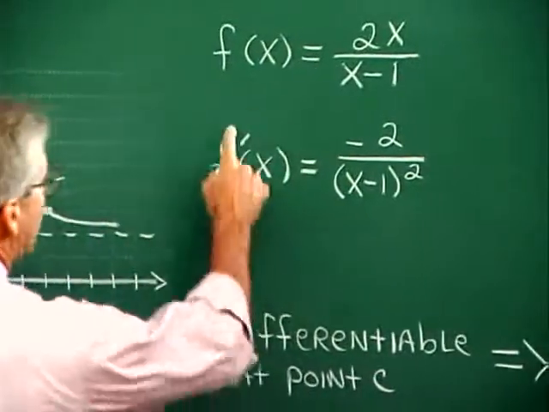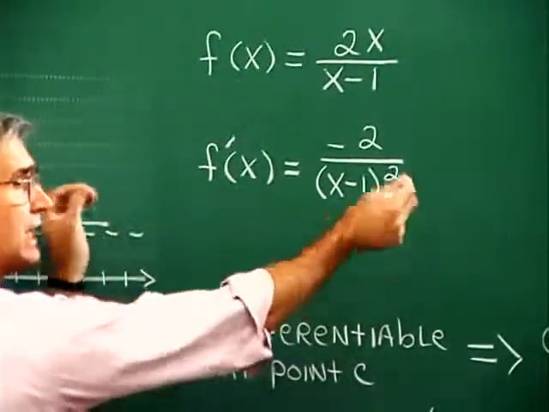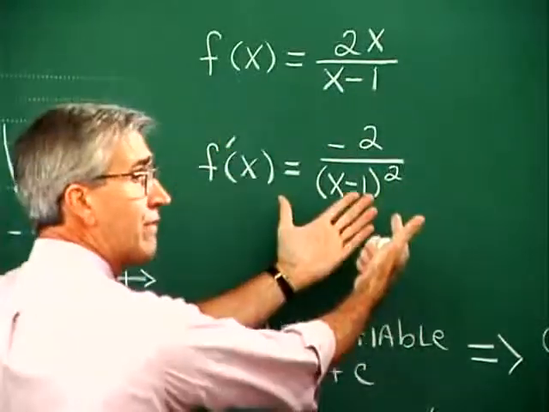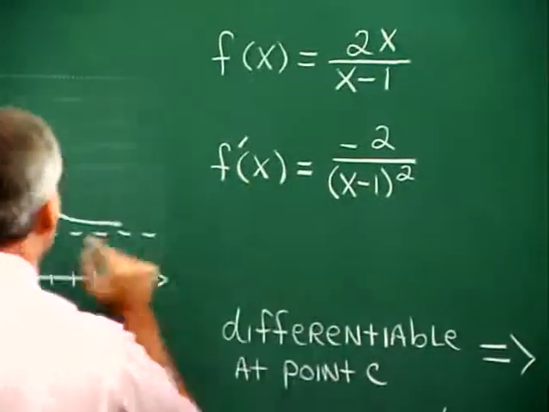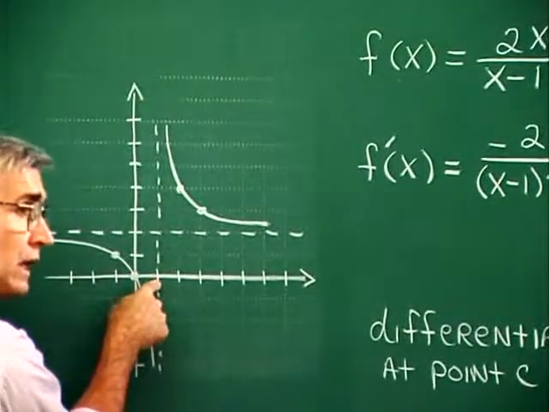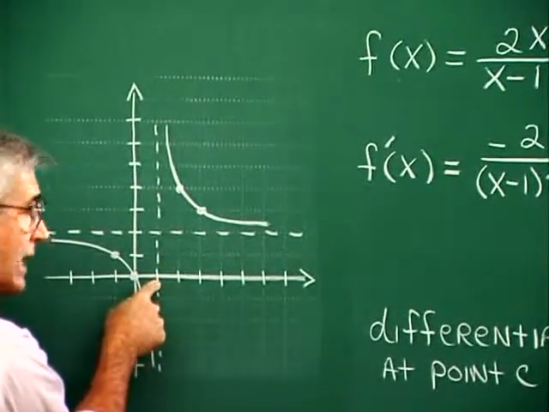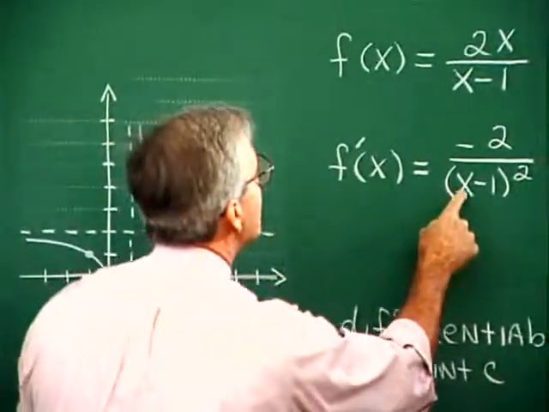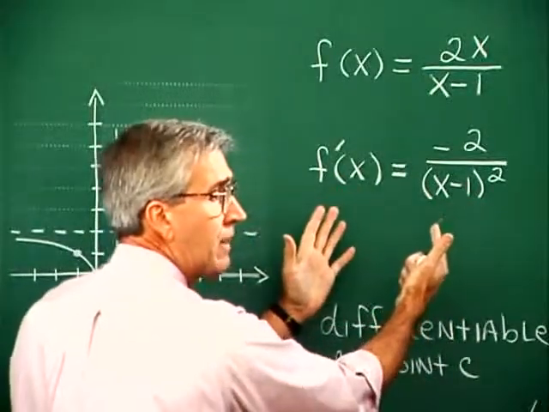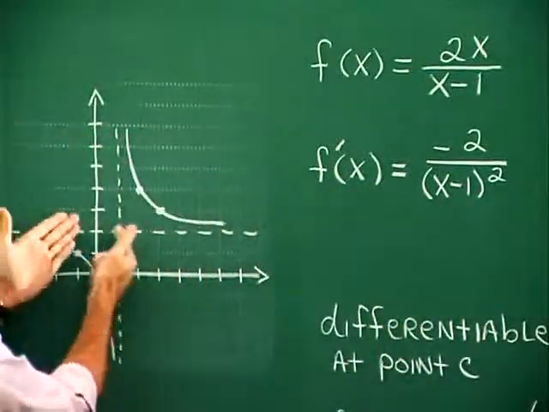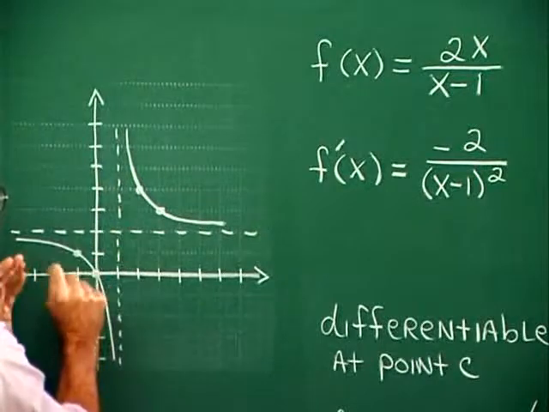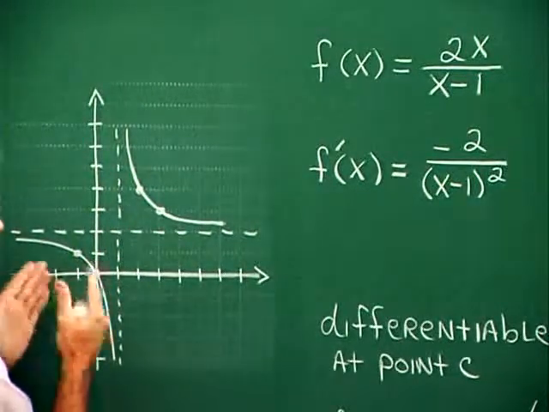I found f prime of x. I found generally the derivative function, and the derivative function is this. Now, with that derivative function, I can pop in the target value that I'm looking for. That is, what happens when x is 1? I want the slope of the tangent line when x is 1. Well, let's see. When x is 1, we have 1 minus 1, 0 in the denominator. You see the situation is undefined. So, in this funny situation, we can't differentiate at that point where the graph is not continuous.